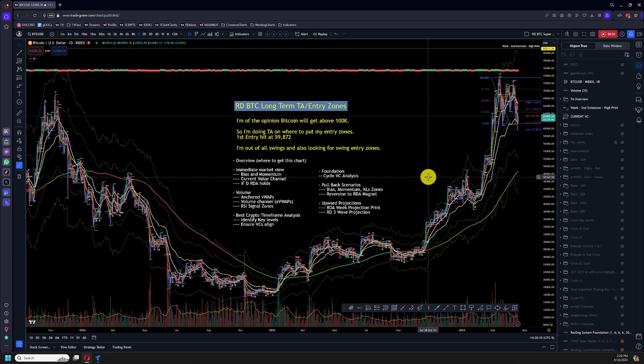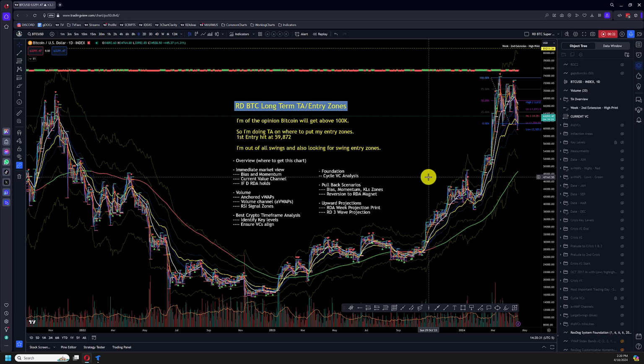Well, I'm excited to share with you my Bitcoin long-term TA and entry zones. We have a lot to cover, as you can see here on the screen. So we're going to jump right in and get started. First up, let's start with the high-level ideas. I'm of the opinion that Bitcoin will get above 100K at some point in the future.